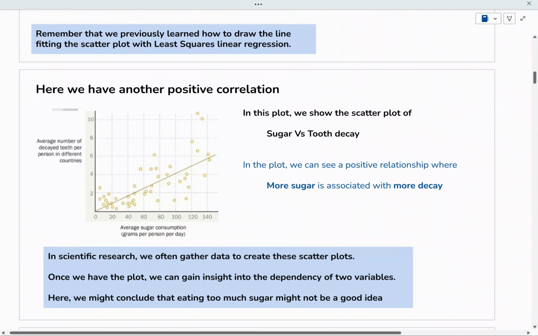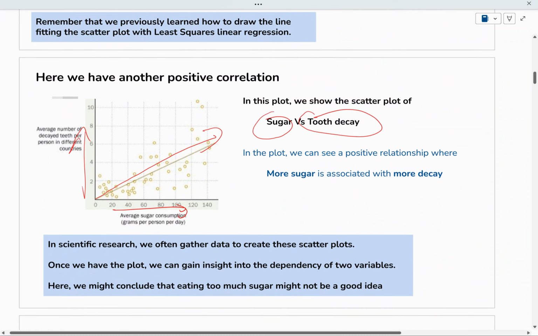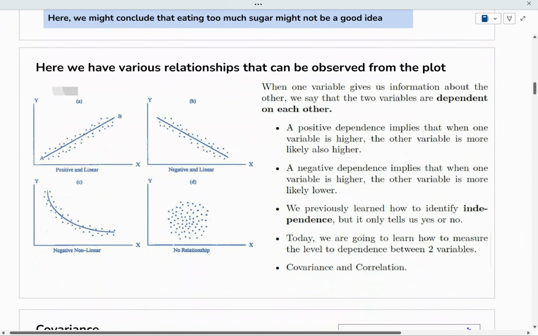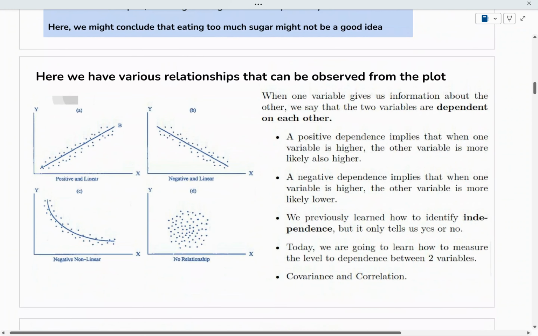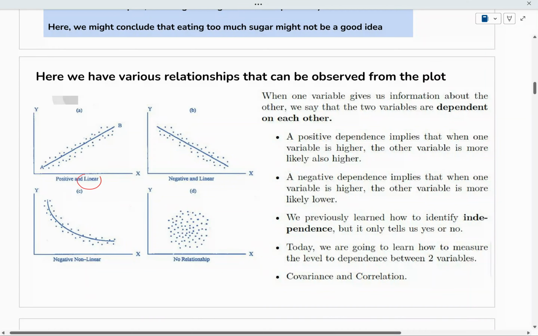Here's another example of a positive correlation where one goes up, the other one also goes up. The more sugar you have, the more likely you're going to have tooth decay. With these kinds of relationships, by looking at the plot itself, we can figure out the kind of relationship. Something that looks like this is positive, and it's a linear relationship because a line can do a pretty good job describing the relationship.